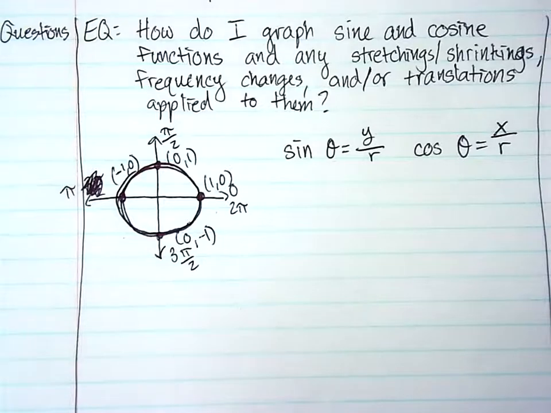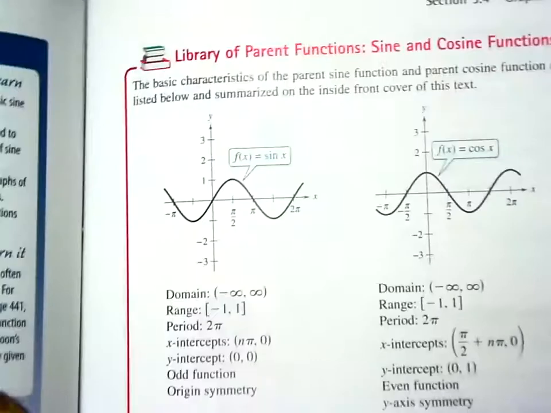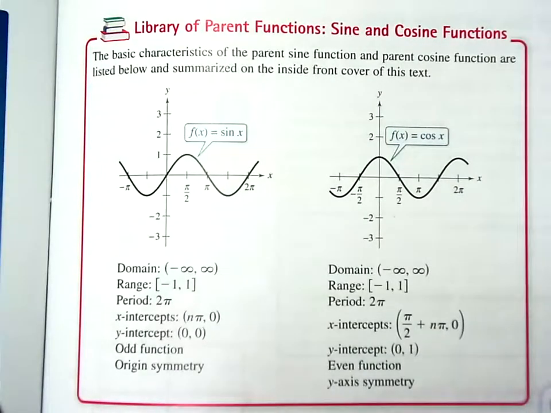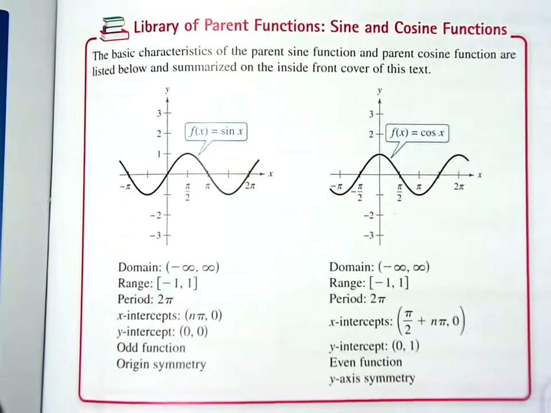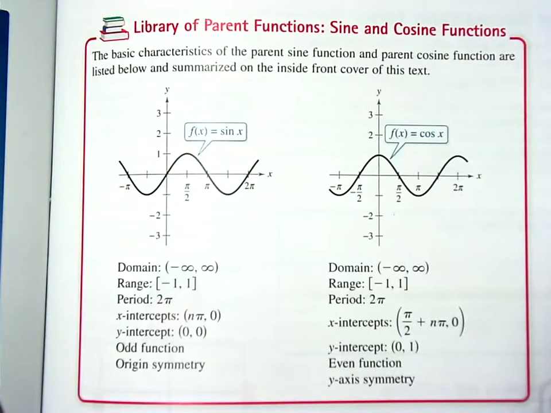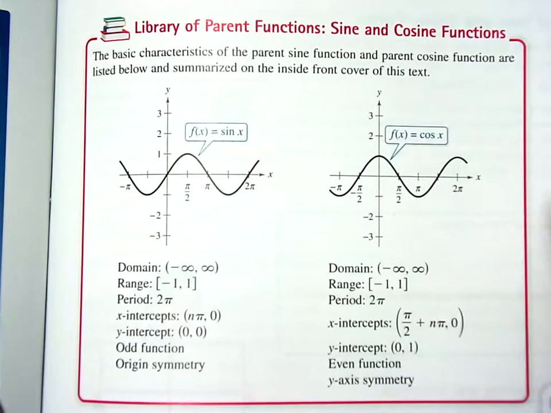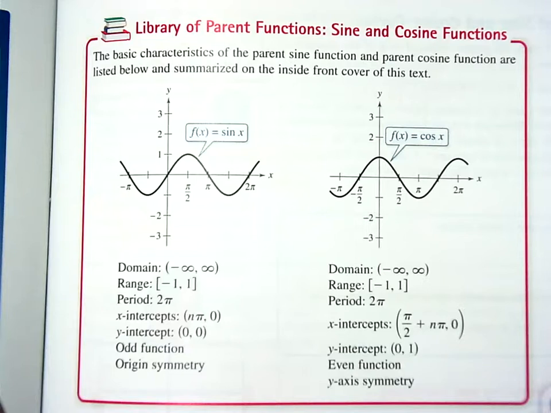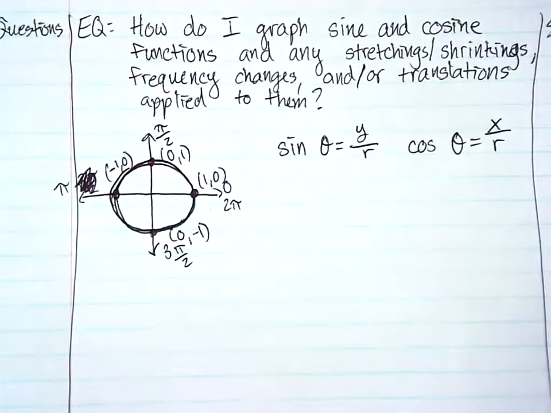Actually, before we do that, you're going to copy down the library of parent functions, the sine and cosine functions. So go ahead and copy down all of this information, pause the video now. Although you are going to be sketching the cosine curve right here, we're also going to show you how the cosine curve is sketched in the first place, and we're going to do that using the unit circle. So again, pause this if you need to and write down all of that information. All of this information will be necessary as we take these functions and apply shifting, stretching, shrinking, etc. Okay, let's go ahead and move on then.